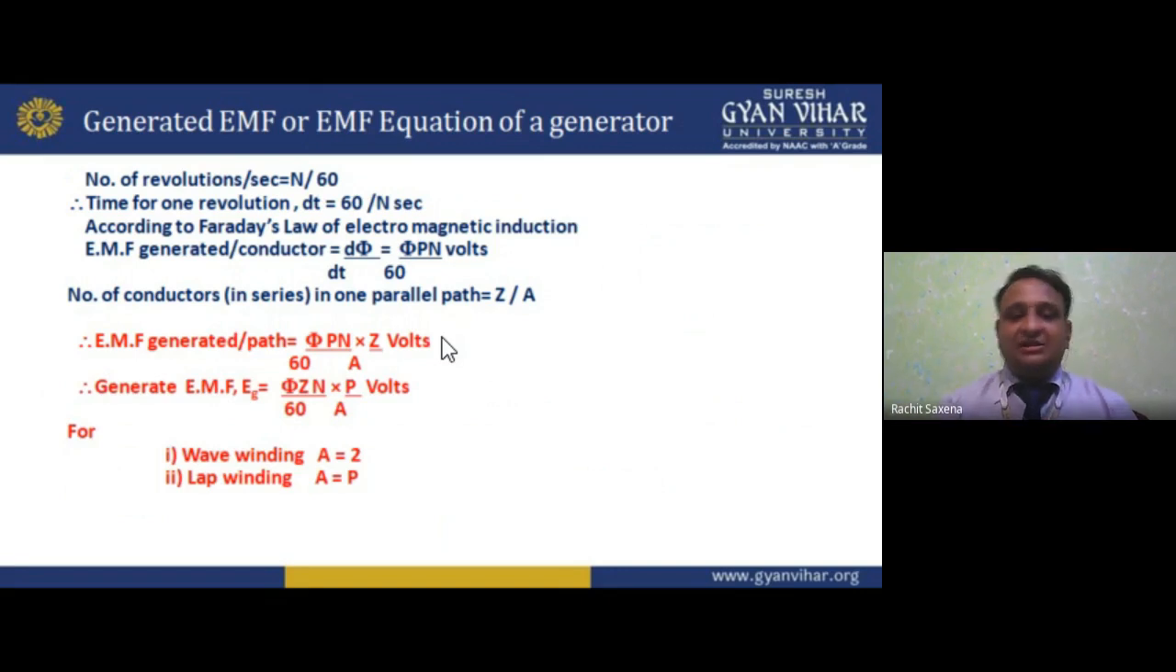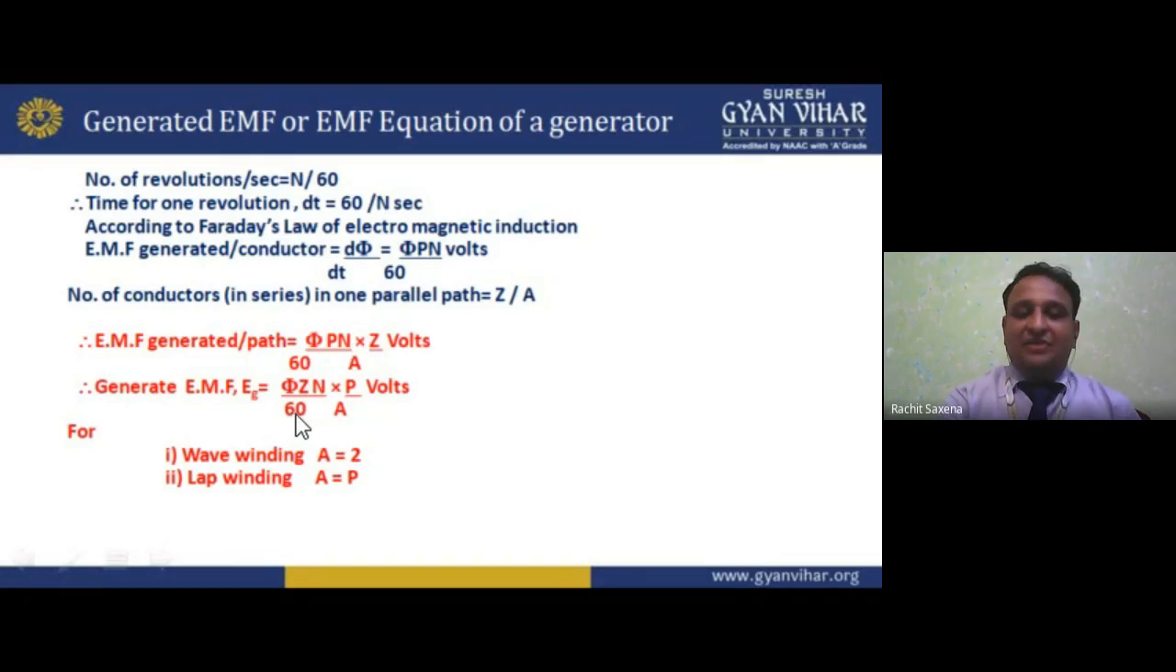So we can write Z is the number of conductors and A is the parallel path, so Z by A. Here I am also writing the EMF generated per path is equal to phi P N by 60A. We can say phi P Z N by 60A volts, and we can also write phi Z N P by 60.